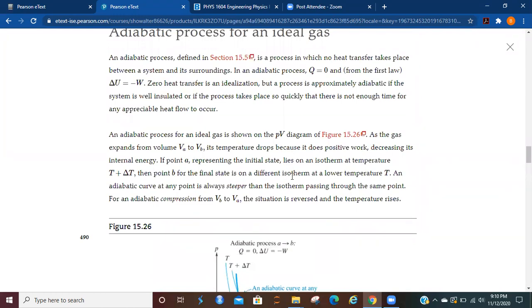So an adiabatic process is a process in which no heat is transferred between the system and its surroundings. Q is going to be equal to 0, and therefore the change in internal energy is going to be minus the work. Zero heat transfer is an idealization, but a process is approximately adiabatic if the system is well insulated or if the process takes place so quickly there's not enough time for any heat to flow.